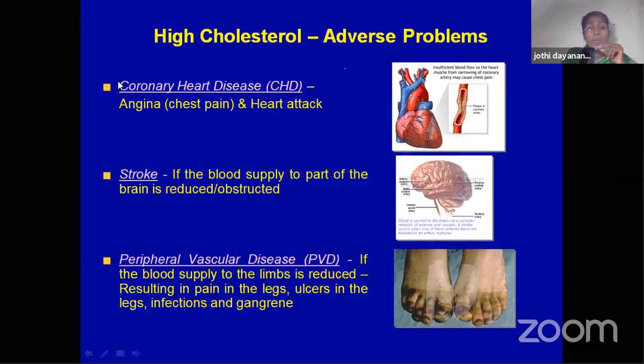And when you look into peripheral vascular diseases, PVD, if the blood supply to the limbs is reduced, you can see this in the lower part, it leads to infection, it leads to an ulcer, and that ulcer will not heal at all. And it leads to the formation of gangrene. Infection takes place, and then when you go to the doctor, they will amputate part of the leg, the fingers of the leg or hand, because the infection goes up. So it takes place more with diabetic patients. So this is called peripheral vascular disease.